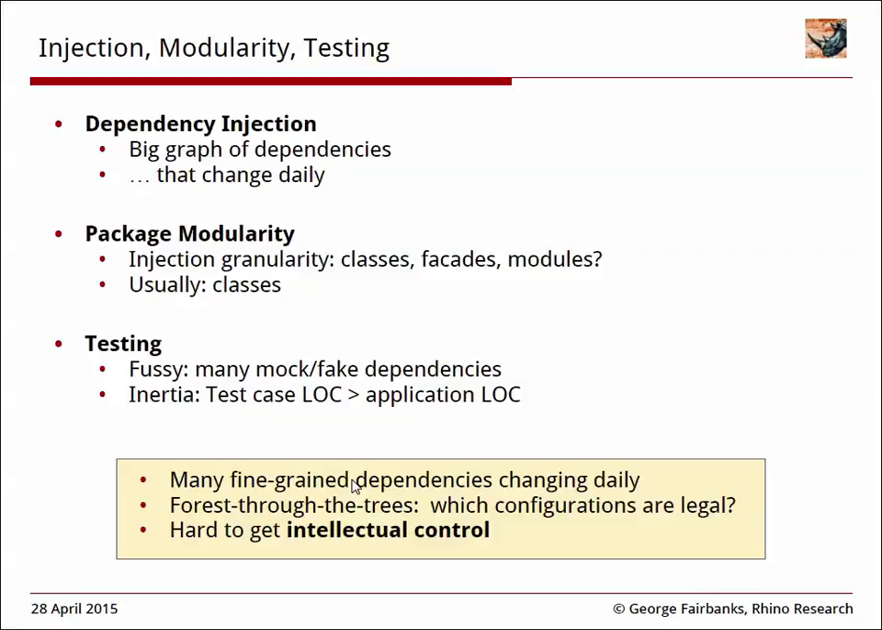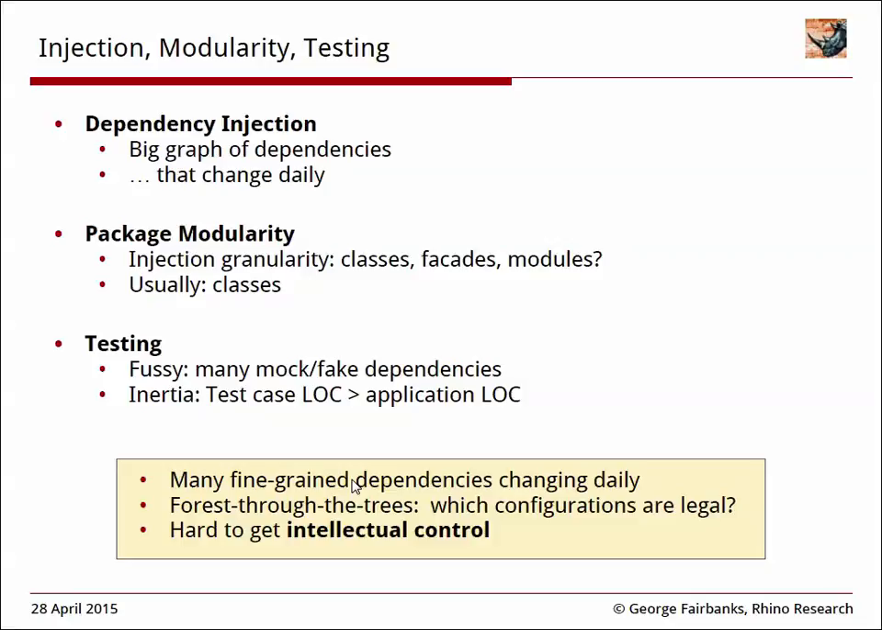So testing is very fussy. Like we showed, you have a bunch of these dependencies, you may have to mock out certain things, and as we all know, if we're doing testing very well, the total sum of testing code can be greater than the amount of production code that we've got, okay? That's not at all uncommon. So what's the situation we're in? In the yellow box down at the bottom, we have lots of fine-grained dependencies that are changing daily.